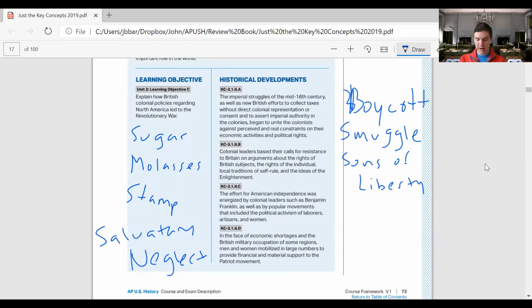However, in Parliament, they argue that colonists have virtual representation, meaning every politician in Parliament represents every subject of Great Britain. So the colonists argue that they have the rights of Englishmen. This is the beginning of ideas of Enlightenment.